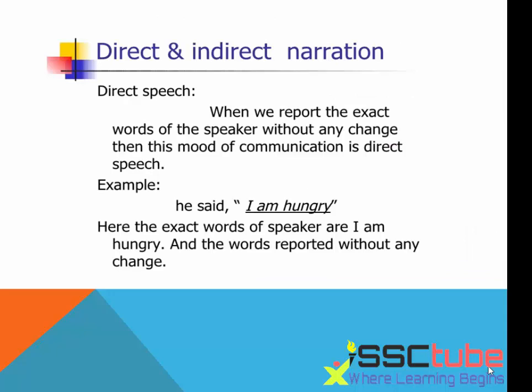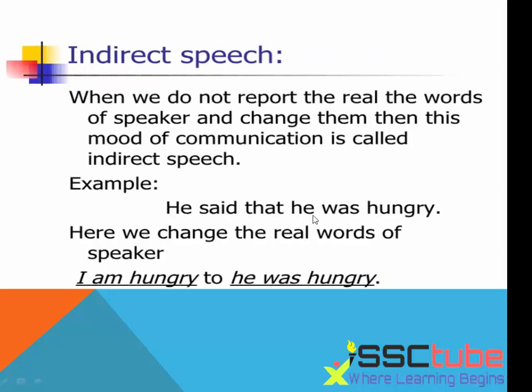Now, what is direct narration? When we report the exact words of the speaker without any change, then this mode of communication is direct speech. He said, "I am hungry," is the exact word of the speaker. Okay, so this is direct narration. In indirect narration, we do not report the real words of the speaker and we change them according to the mood of the communication. He said that he was hungry. So, "I am hungry," which was direct narration, changed to "he was hungry," indirect narration.